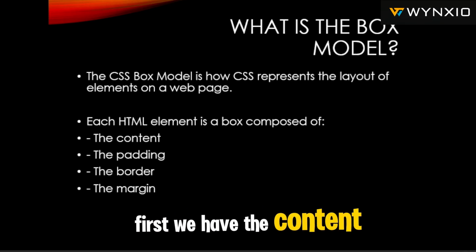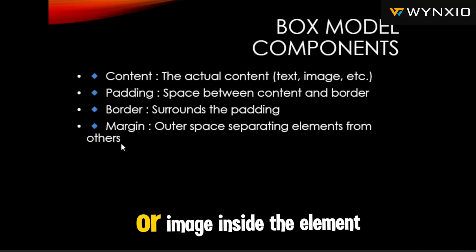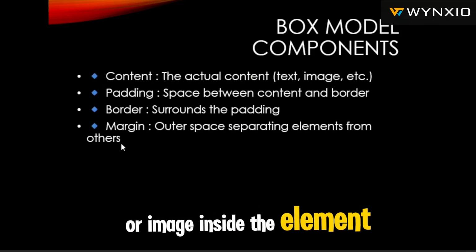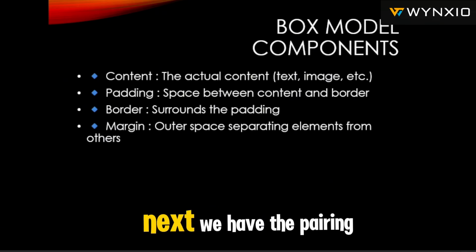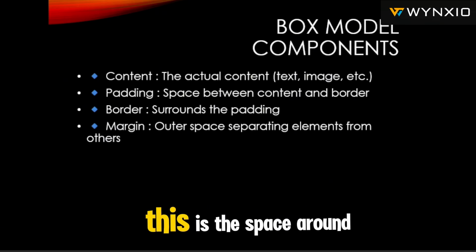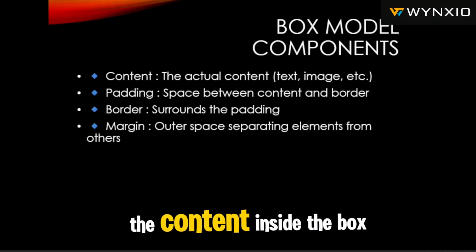First, we have the content. This is the actual text or image inside the element. And the content is in the center. Next, we have the padding. This is the space around the content, inside the box.